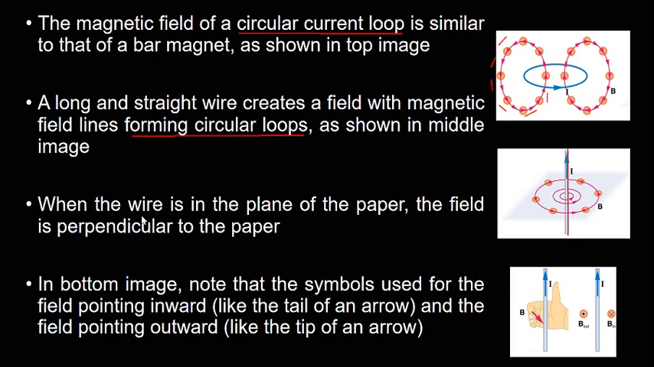And when the wire is in the plane of the paper, then the field is perpendicular to the paper. What is important to note is that the current in the wire and this field are perpendicular to each other. You can clearly see that here. And at some later point we will see how we can use something called the right hand thumb rule, shown by these arrows, to figure out the direction of the magnetic field around a straight current carrying wire.